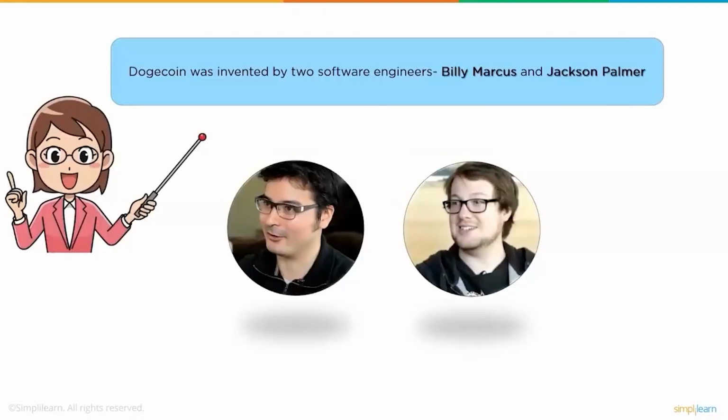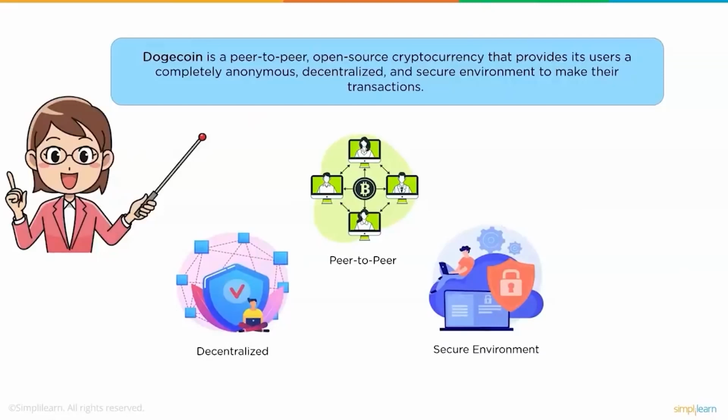Dogecoin is a peer-to-peer open source cryptocurrency that provides its users a completely unknown, decentralized and secure environment, free from any third-party interference, to make their transactions. Dogecoin was intended to be an altcoin and a meme coin inspired by the Shiba Inu's popular meme, aka Doge. Moving ahead, let's have a look at how it works.